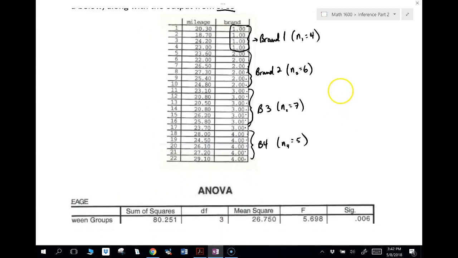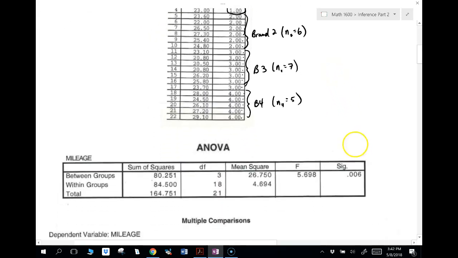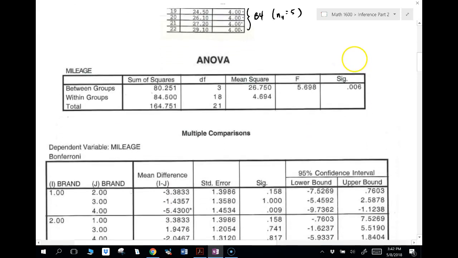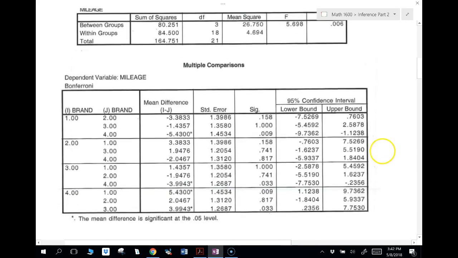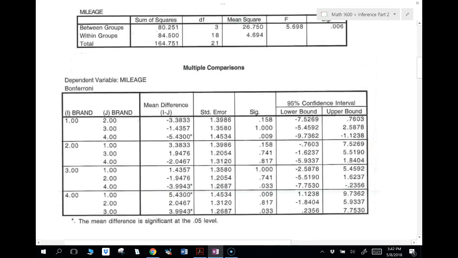Okay, so here's what we're going to do. We've got our ANOVA output. And we've got something called a multiple comparisons Bonferroni output.